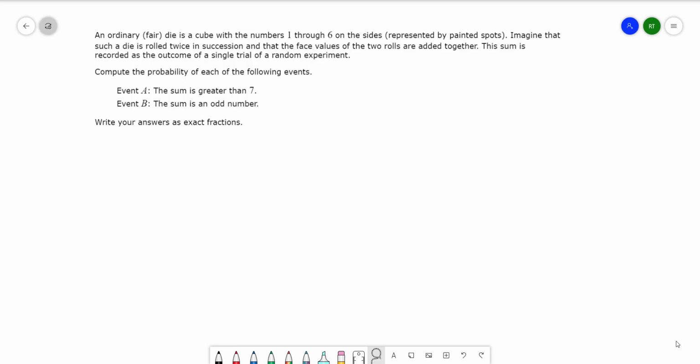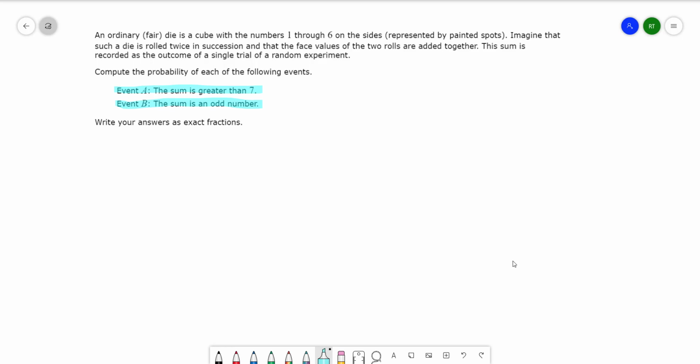In this topic, we're going to look at the probabilities involving two rolls of a die. So I'm going to pay attention to right here where it talks about event A, which is the sum is greater than 7, and event B, the sum is an odd number. So in order to figure out the probabilities of these events, what you need to do is first understand what's going on.